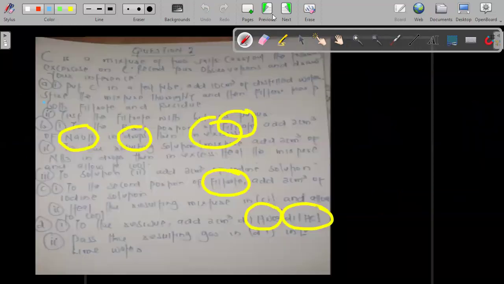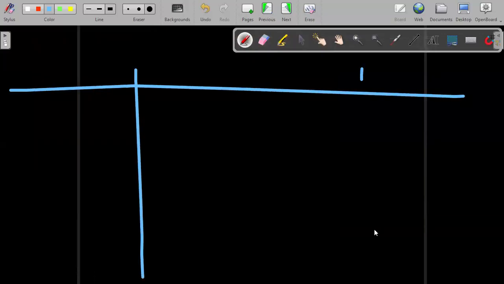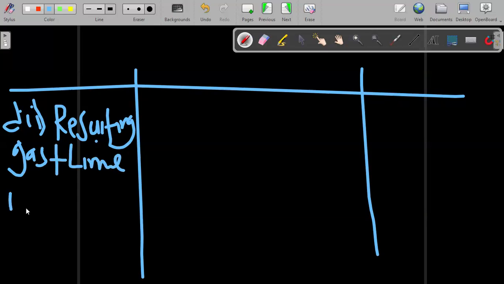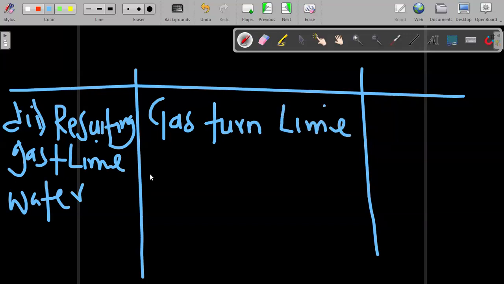You say, pass the resulting gas into lime water. So I will have Roman figure 2. I will say resulting gas plus lime water. Okay? Are you there? Yes, sir. What's the observation? You want to say gas turns lime water milky.